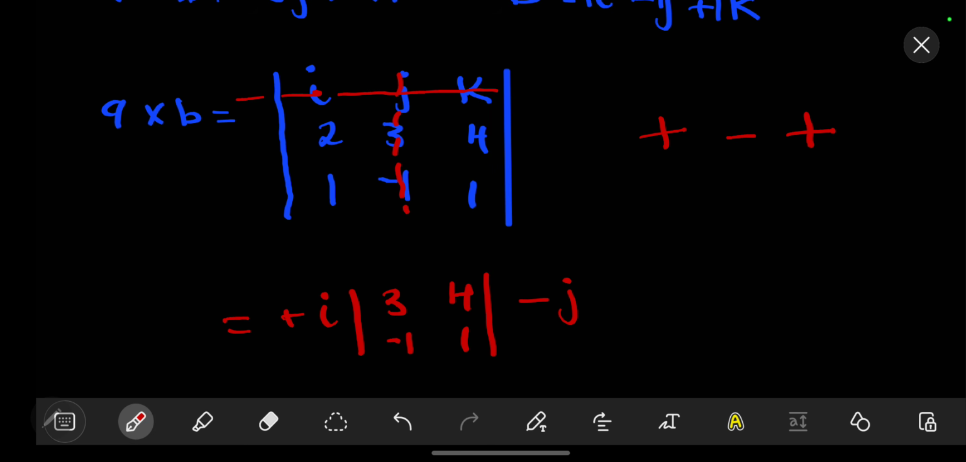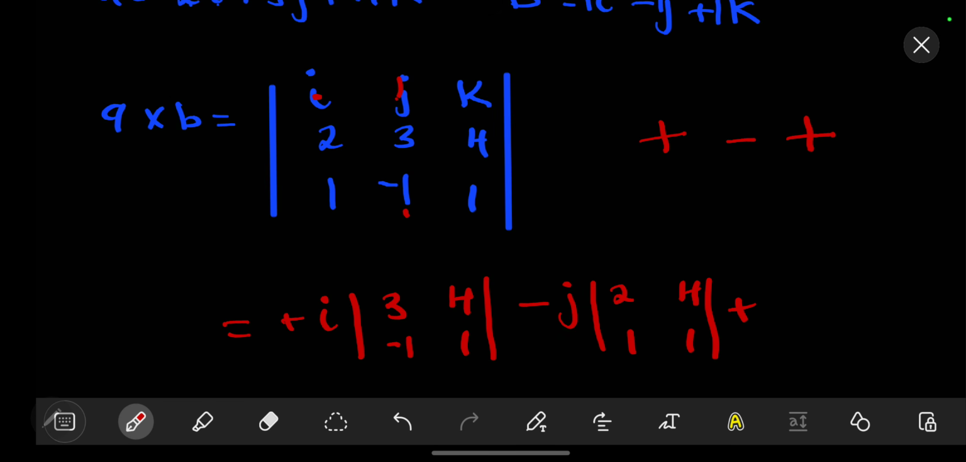Then write the numbers that are remaining. So the numbers that are remaining are 2, 4, 1, and 1. So these are the ones that are not shaded, or more like not crossed. Then we are going to have plus. We are going to look at our last column like that.